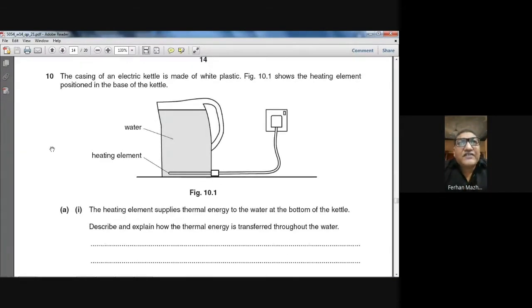The casing of electric kettle is made of white plastic. Figure 10.1 shows the heating element positioned in the base of the kettle.